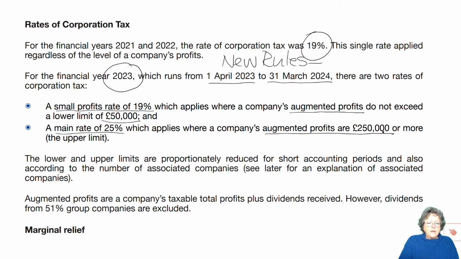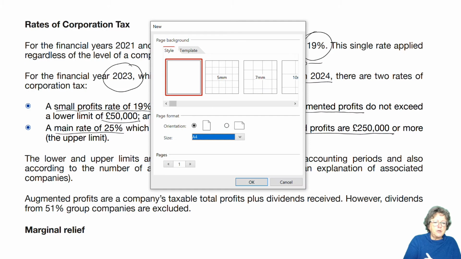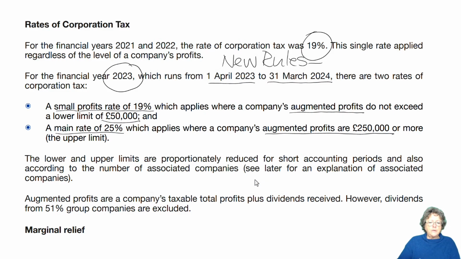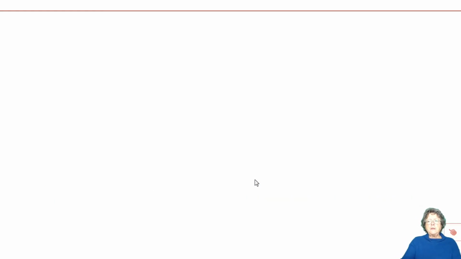The lower and the upper limits are proportionally reduced for short accounting periods, also for the number of associated companies. Now, let me just show you what I mean by that. Let's get a piece of paper. I'm going to draw it out for you so that you can see what I mean, because they're not the easiest rules in the world to understand.